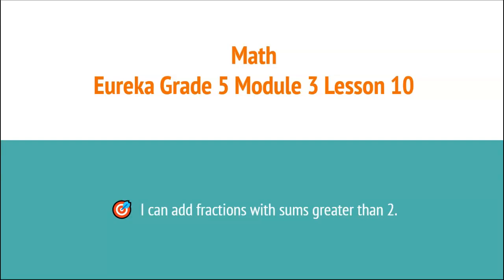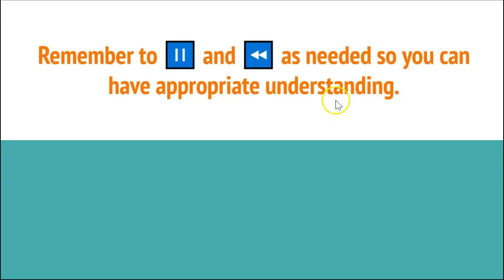Alright friends, so we are here to discuss Eureka Grade 5 Module 3 Lesson 10, continuing to work with adding fractions with unlike denominators, this time working with sums greater than 2. Of course, make sure that you're pausing and rewinding as you need, so that way you can have appropriate understanding and be able to work out the problems.